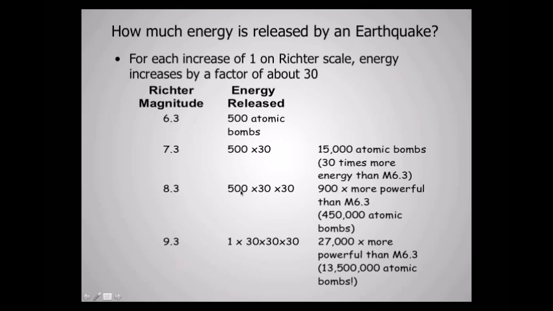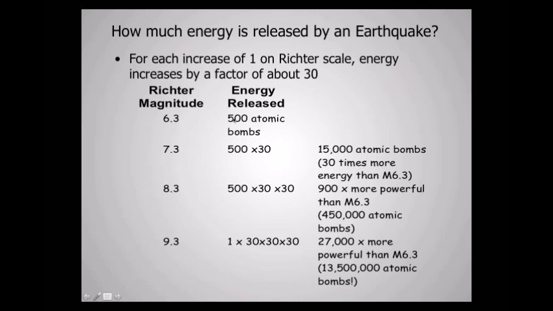2 magnitudes greater would release 500 times 30 times 30, or the amount of energy equivalent to that released by 450,000 atomic bombs. So in other words, a magnitude 8.3 earthquake releases 30 times 30, or 900 times more energy than a magnitude 6.3 earthquake. A magnitude 9.3 earthquake, which is a very large earthquake, releases 30 times 30 times 30, or 27,000 times more energy than a 6.3 magnitude earthquake.